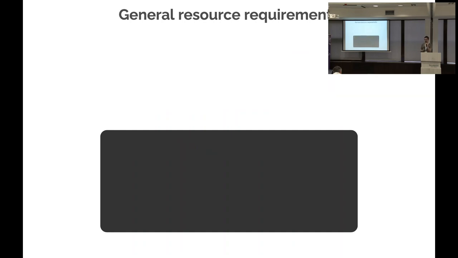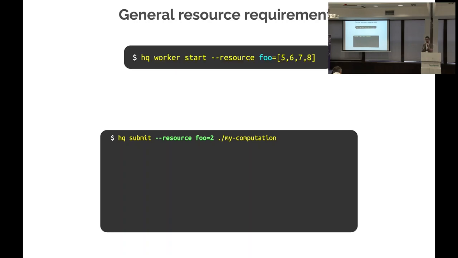And it's not just CPU cores that HyperQueue can load balance. Actually, it can load balance anything. So you can define an arbitrary resource with whatever name you want, and then let HyperQueue load balance it across the workers. So for example, if I define that my task needs 2 items of the resource foo, whatever it is, then I will need to provide a computational resource, so a worker, that will provide this resource foo. Otherwise, HyperQueue won't be able to load balance it.